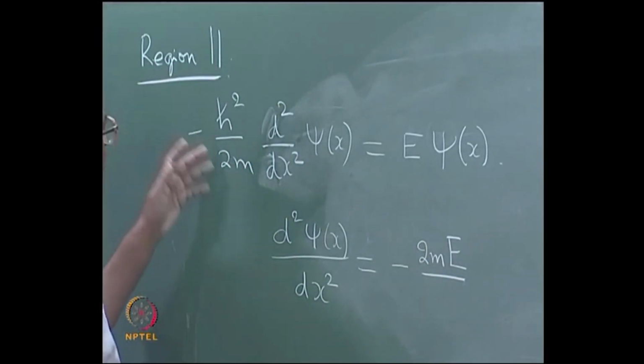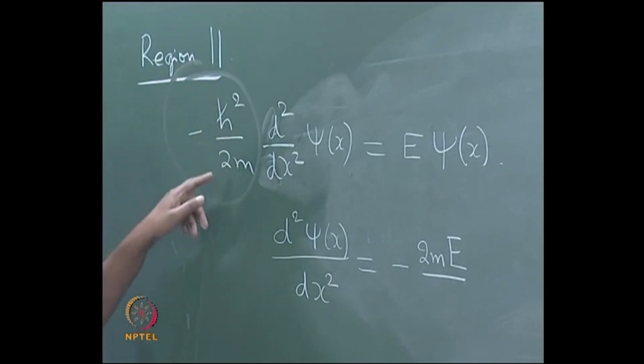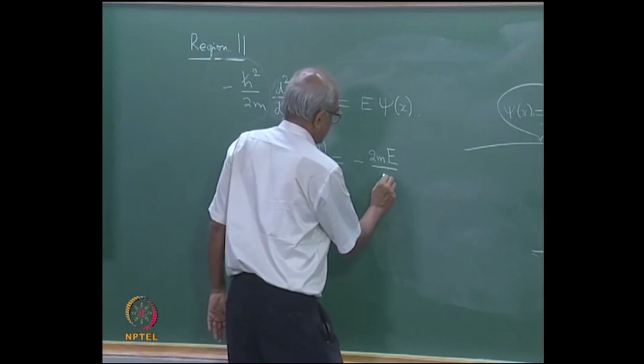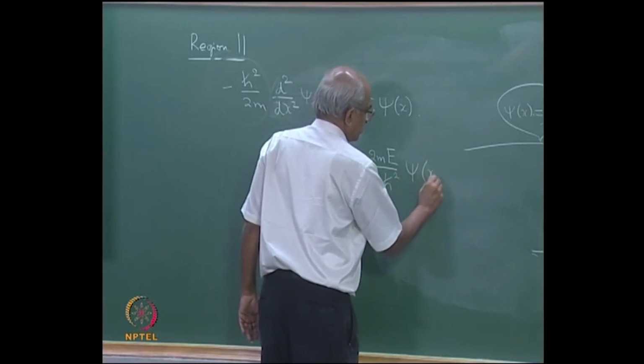Well, all that I am doing is multiplying throughout by the inverse of this. So, I take 2m h cross square to the other side effectively. That is the equation.